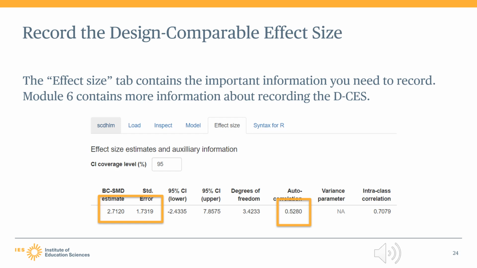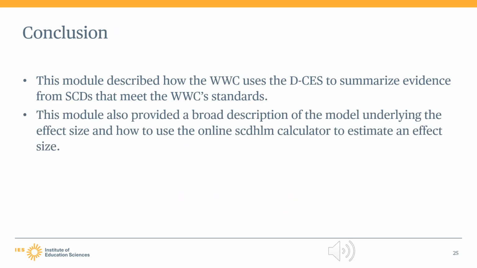Some of this information, such as the effect size estimate, the standard error, and the autocorrelation estimate, you'll need to record in the study review guide, which we'll discuss further in the next module. This concludes the module on design comparable effect size. We have described how the WWC uses the design comparable effect size to summarize evidence from single case designs that meet the WWC standards. We have provided a broad description of the model underlying the effect size and how to use software to estimate the effect size.